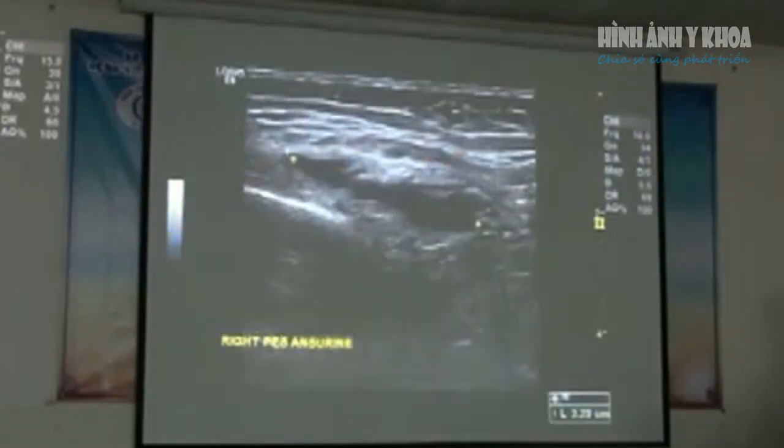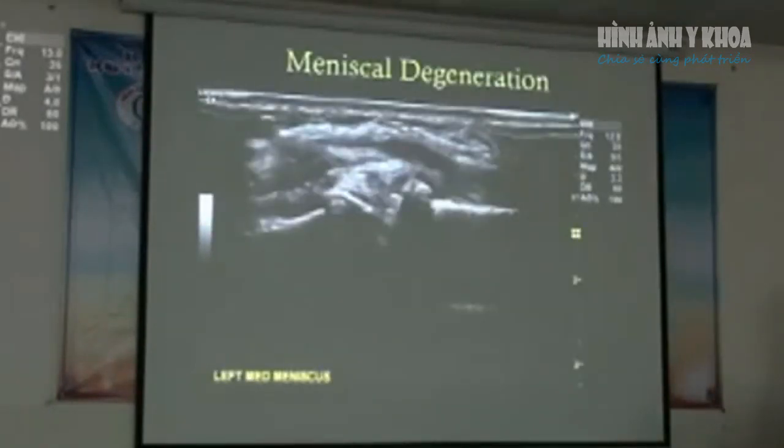So because of the history and what we were seeing on the screen, we decided that this was a post-traumatic pes anserine bursitis. The other thing that we commonly see in the medial compartment is medial meniscus degeneration.